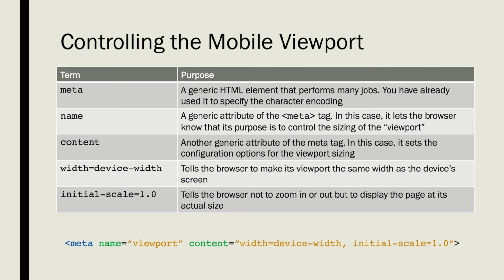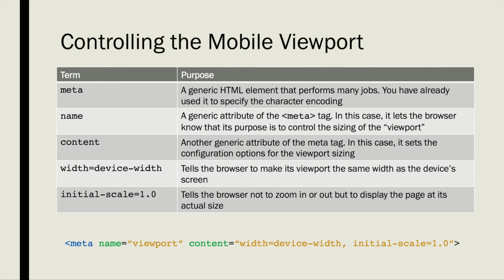Let's break this down a bit. The meta tag, well, we've used that before to specify the character encoding. It actually has multiple jobs. We're just using the second of many. Name is a generic attribute for the meta tag. In this case, it lets the browser know that the purpose is to control the sizing of the viewport. Content is an attribute in the meta tag. This sets the configuration options to set the viewport sizing.